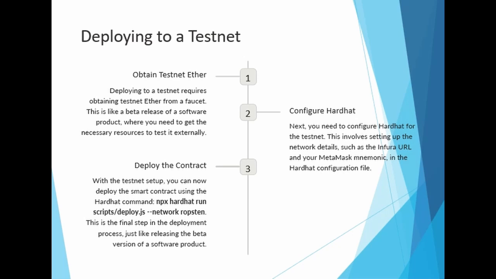We need to set up the network details such as the Infura URL and your MetaMask mnemonic in the Hardhat configuration file. With this setup, you can then deploy a smart contract using the given command. This is basically releasing the beta version of your product.